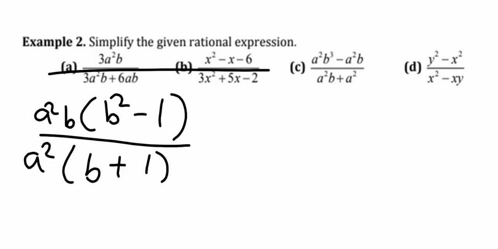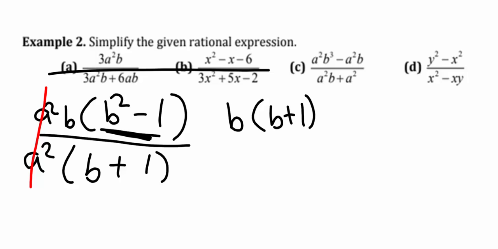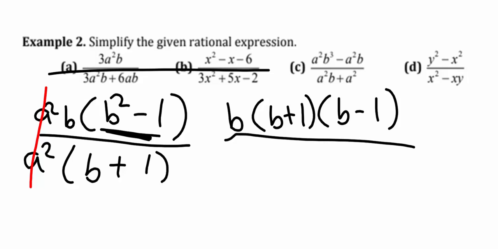Now that b squared minus 1, hopefully you remember there was something called difference of squares, and that's what that is. That's something squared minus something squared, because 1 squared is 1. So that factors to b plus 1 times b minus 1. And then we still have our b plus 1 in our denominator, and the b plus 1s would reduce to 1. So for our final answer, we would just have b times b minus 1.